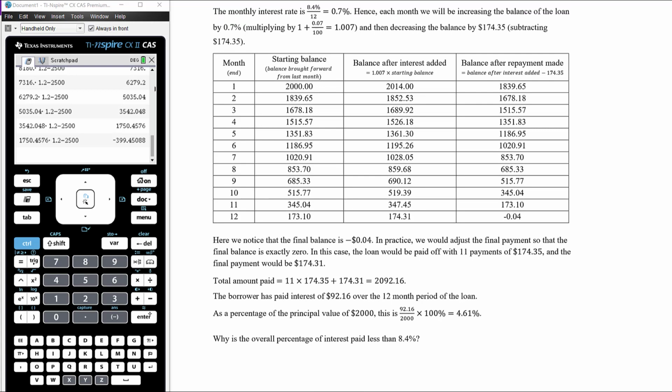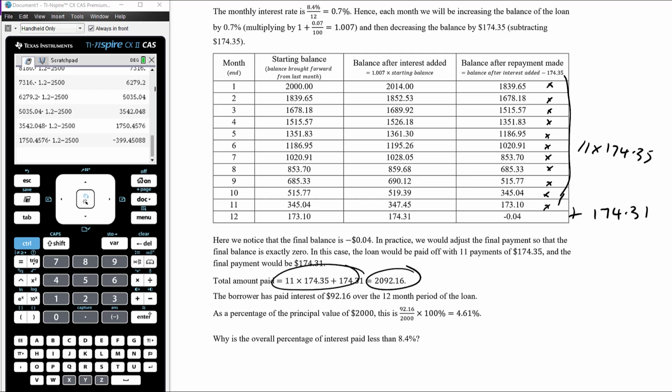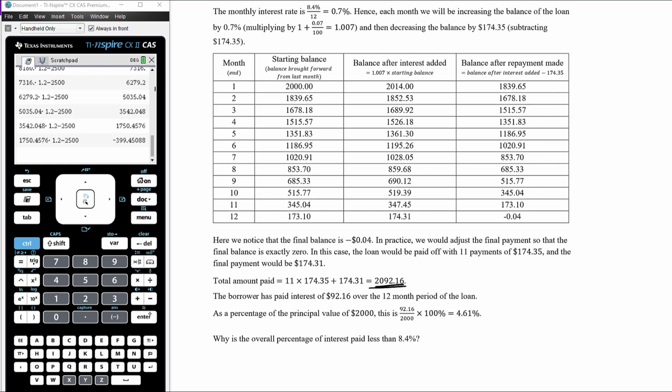So we can work out the total amount that we've paid over the course of the loan. Okay. So we've made 1, 2, 3, 4, 5, 6, 7, 8, 9, 10, 11 payments. 11 times $174.35, and then the last payment was one payment of $174.31. Okay, and so we add all that up and we work out that over the course of the 12 months, in total we made payments of $2,092.16, which means that we can work out the interest that we paid. We borrowed $2,000, so the total interest we paid over the course of the loan was $92.16.